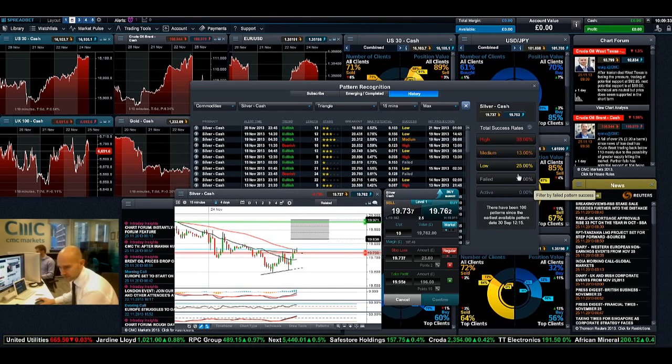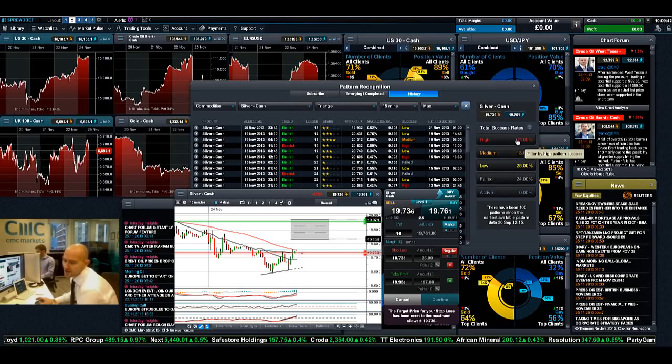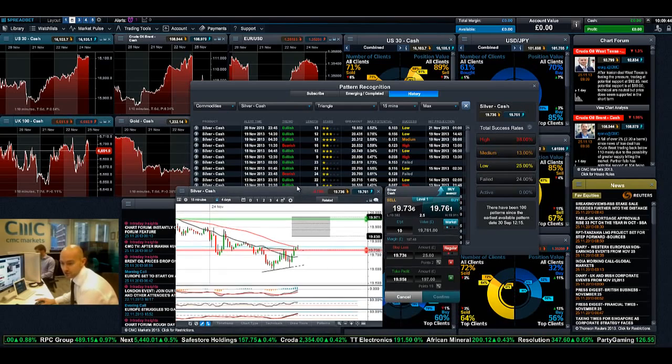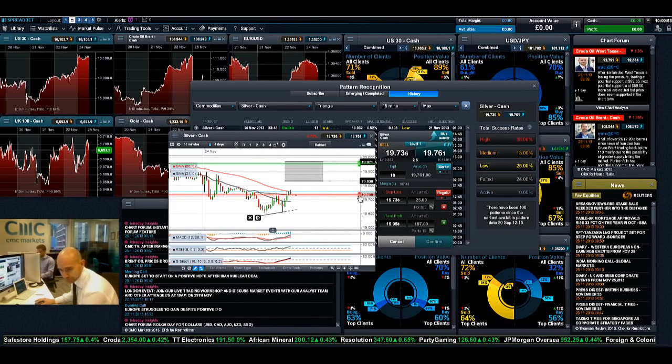So typically I like to look for a big ratio between failed and high. In this particular instance, it's okay, but if that was about 15% and that was a little bit higher, that would be a stronger ratio to look at. But in this instance, if I had done my other research and I had a good story and I'd done a trading plan, because I would never trade purely on the back of pattern recognition. It just gives you a bit of an idea of what to expect.